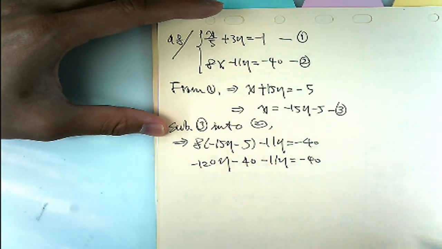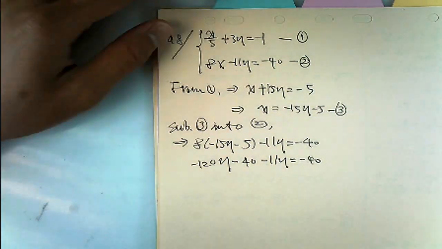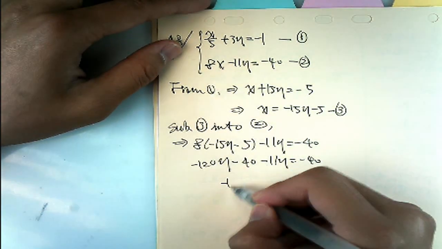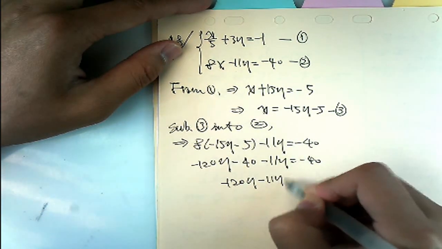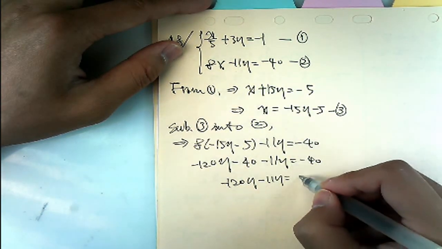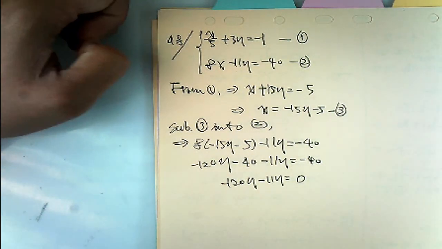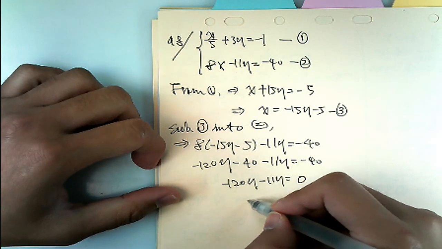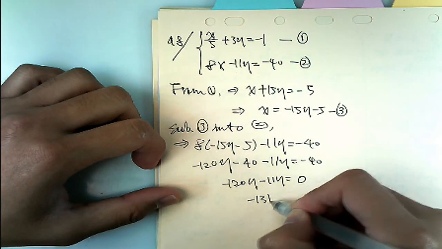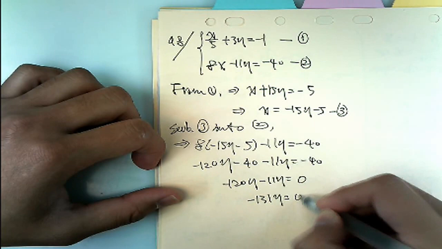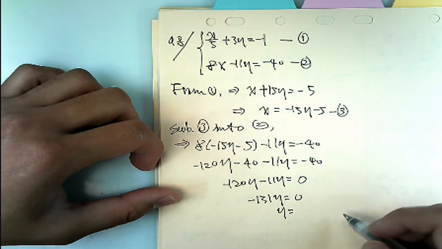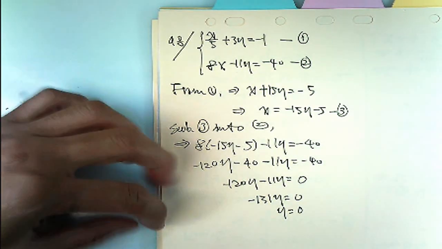Copy. It's okay. So next, move all those non-y terms to the other side. Actually 0 here. So this would be 131y equal to 0. Actually divide both sides by 131, y is still 0.